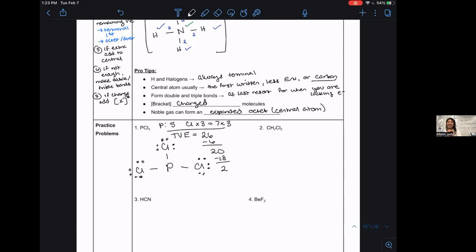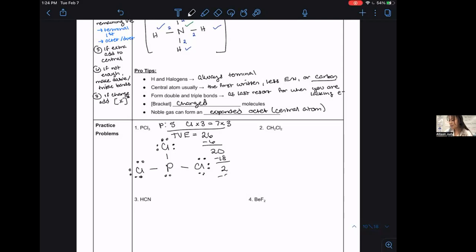So now we look at the central atom, the one holding everybody together, the selfless one. And we say, did you finally get your needs met? And what do we have? What does phosphorus currently have access to? 6. So how many more does it need? How many more do we have? 2. So we got 2 and boom, bada bing.